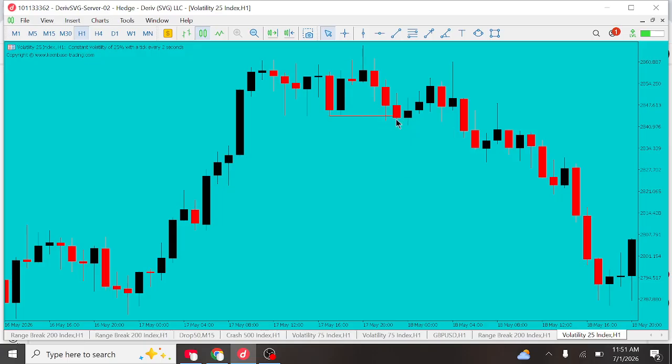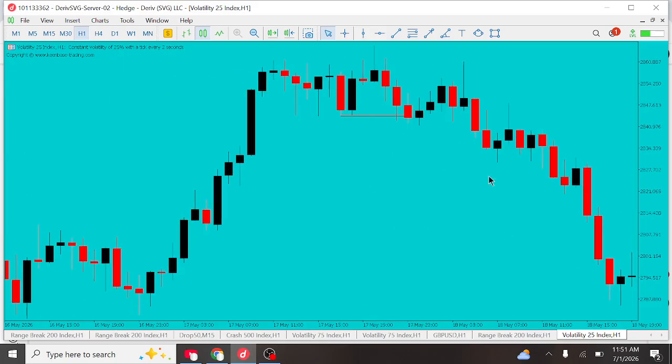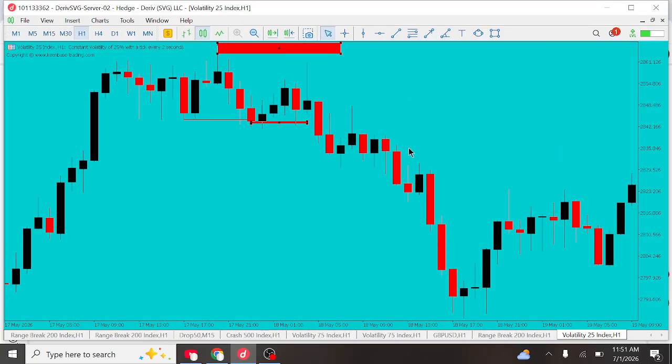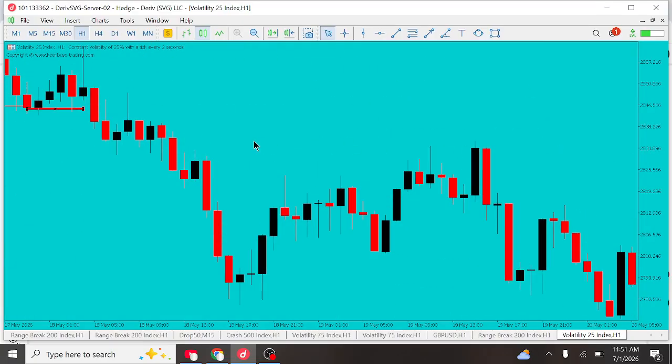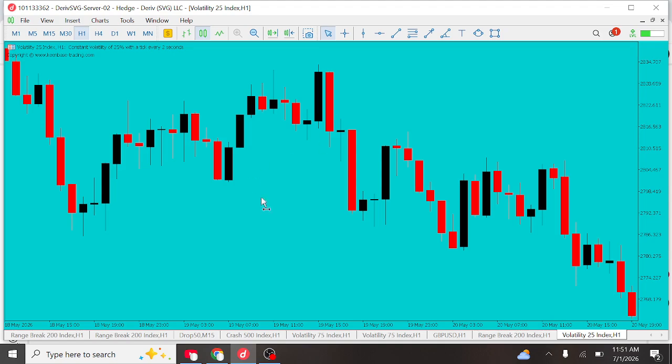Yes, this low was broken. What do you do? You sell, right? You sell at this point. I'm used to TradingView, and then you can put your stop loss above here, right? Then you do 1:2 or 1:3. All right, very simple.